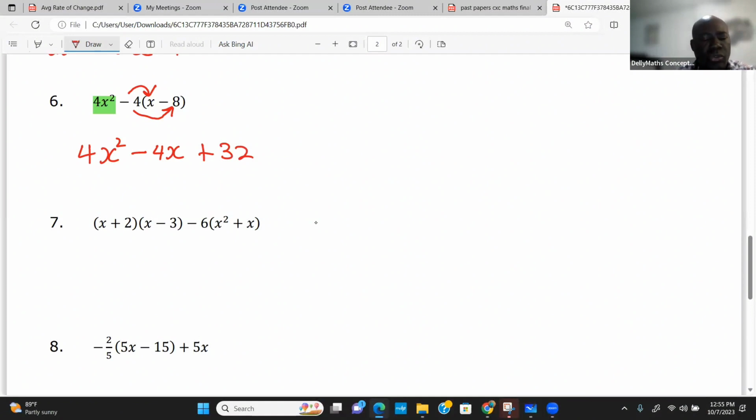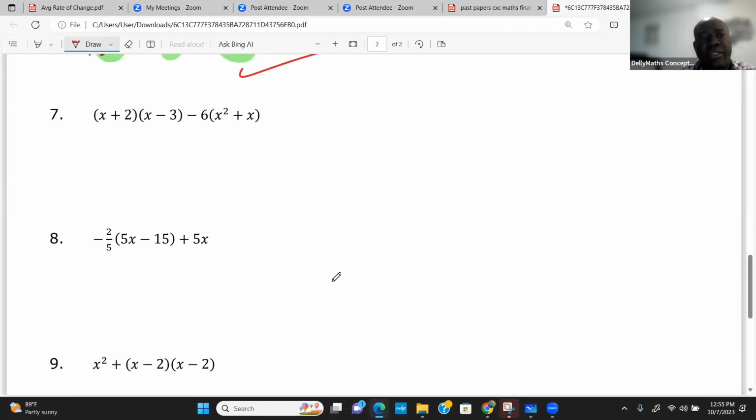So what I want to do here is to look, is there anything that can be simplified? No, because all the terms are different. For example, this is x to the second, this is x to the first, and this is just a constant. So this is my final answer.